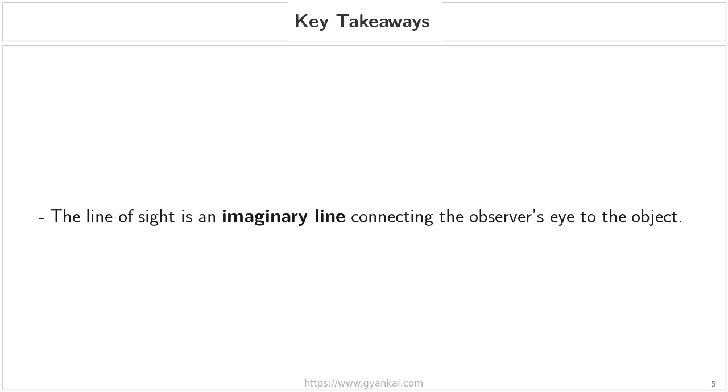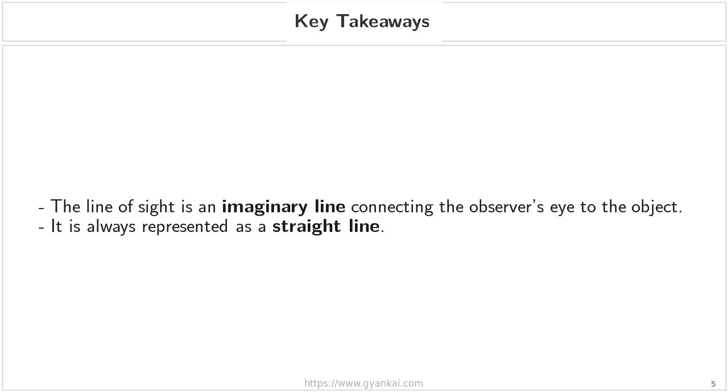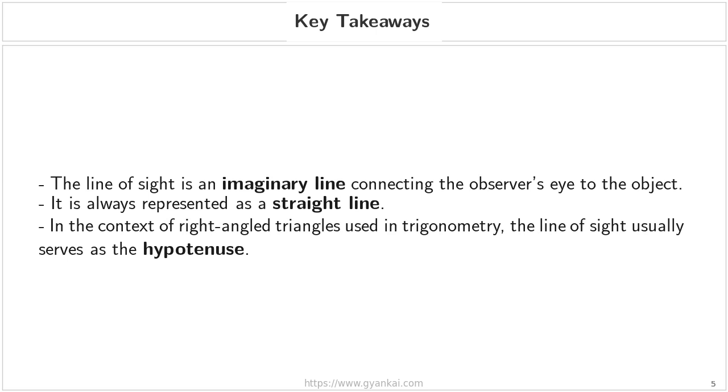Key takeaways. First, remember that the line of sight isn't something you can physically touch. It is an imaginary line that connects the observer's eye directly to the object being viewed. Second, because light travels in a direct path, we always represent this line as a straight line in our geometric diagrams. Finally, this is a crucial point for your upcoming trigonometry problems. When we are constructing right-angled triangles to solve for heights and distances, the line of sight usually serves as the hypotenuse of that triangle. All right, let's wrap up what we've learned today by reviewing the key takeaways.